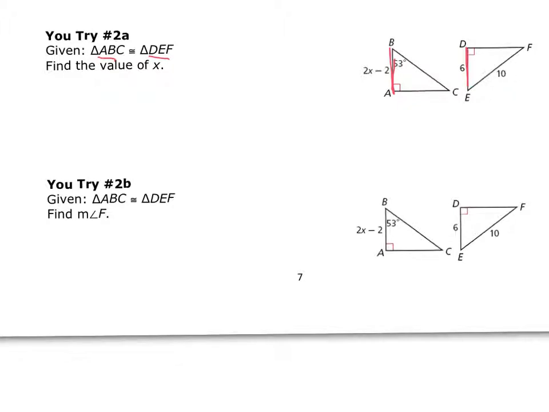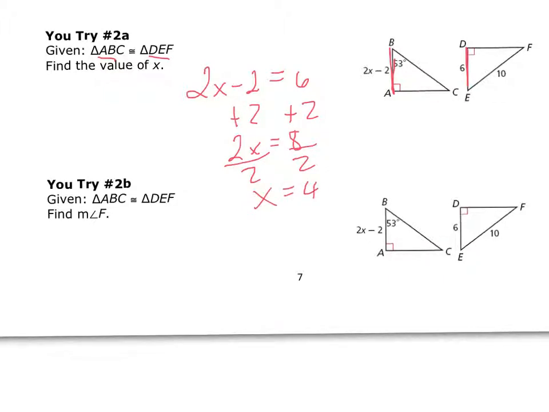AB is congruent to DE, and we have 2x minus 2 and 6. So we know that those are equal to each other. Okay, so 2x minus 2 equals 6, and we just go ahead and solve that equation. So we undo subtraction with addition. So 2x equals 8, and then undo multiplication with division. Okay, so our x would equal 4 in this case.